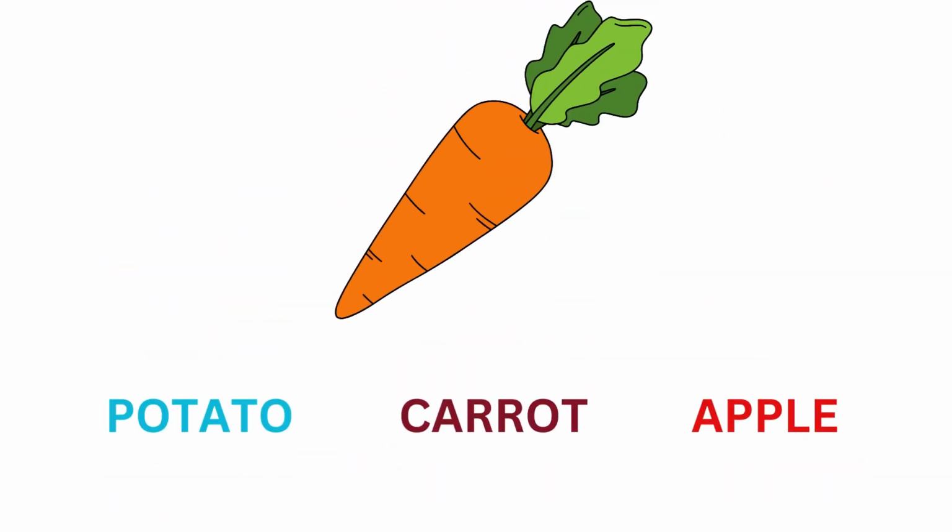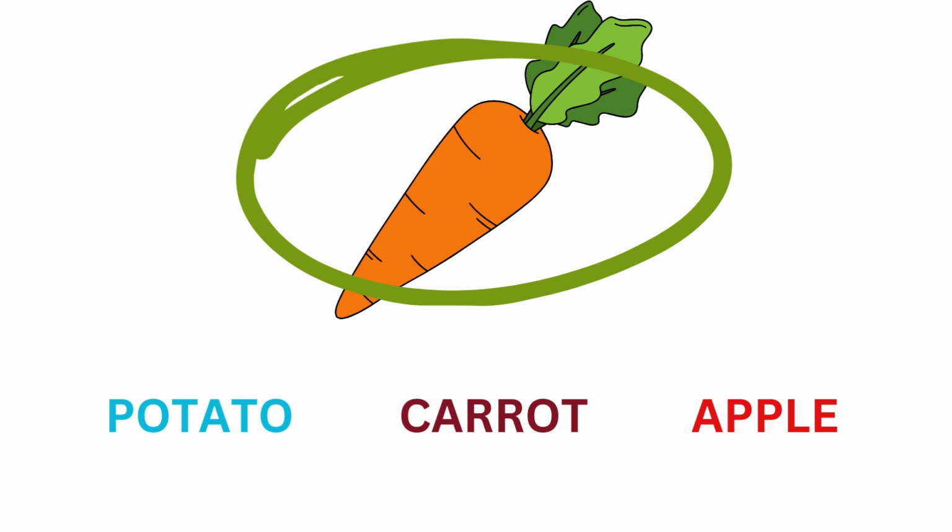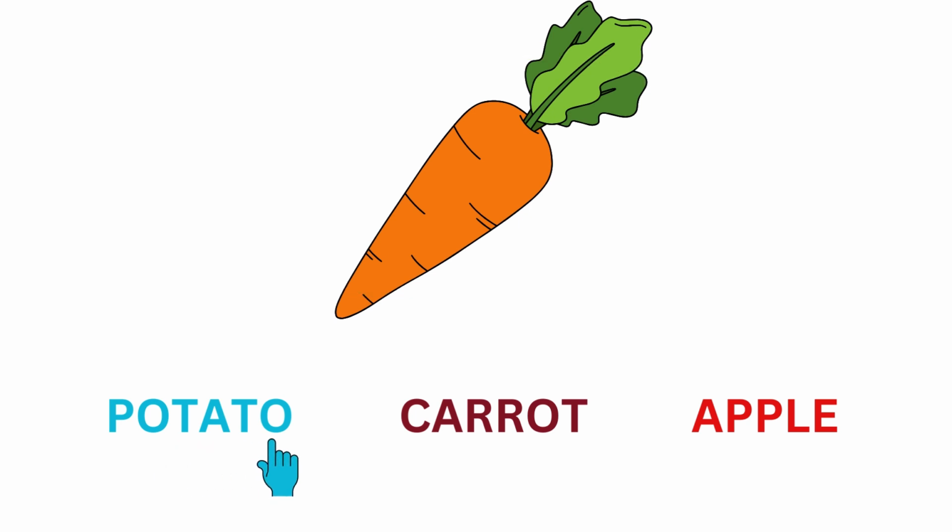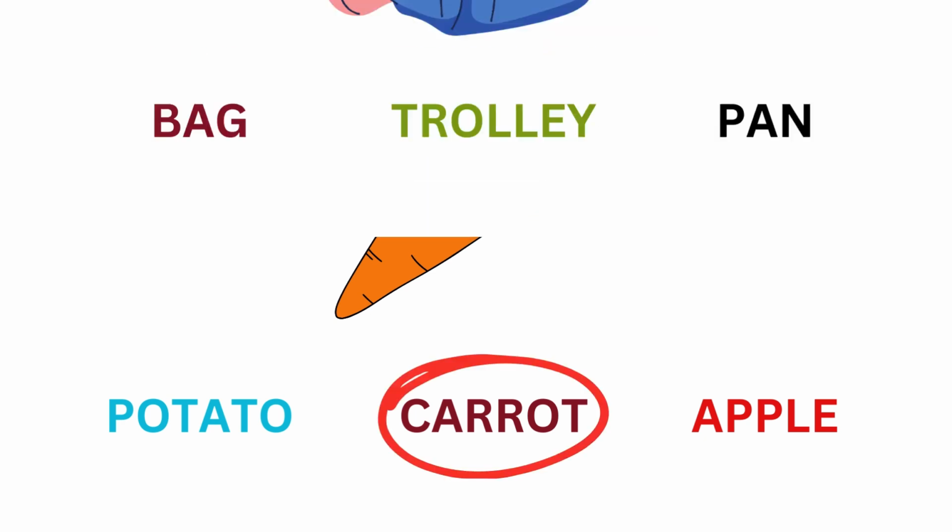Now look at this picture. The words below are POTATO, potato, CARROT, carrot, APPLE, apple. Which word matches this picture? कौन सा word इस picture के साथ match होता है? The correct word is carrot.